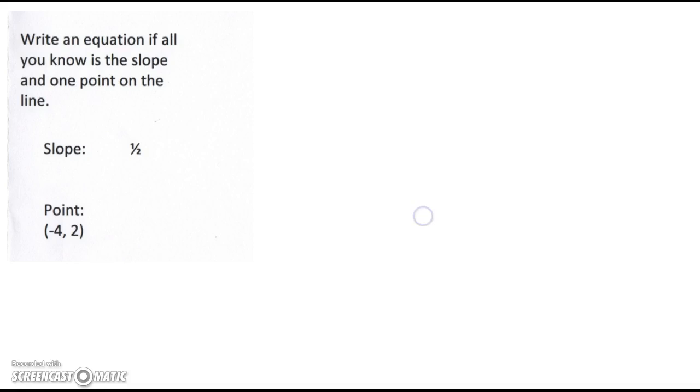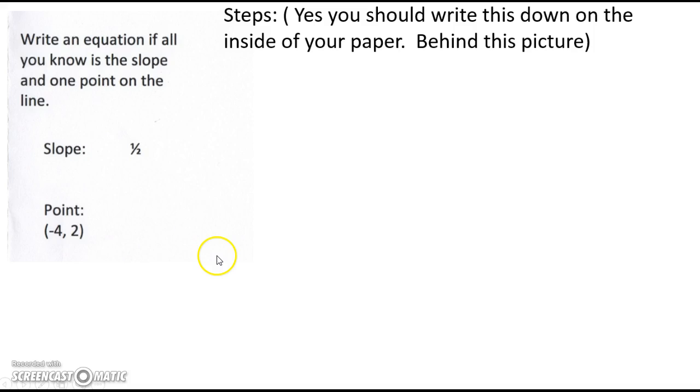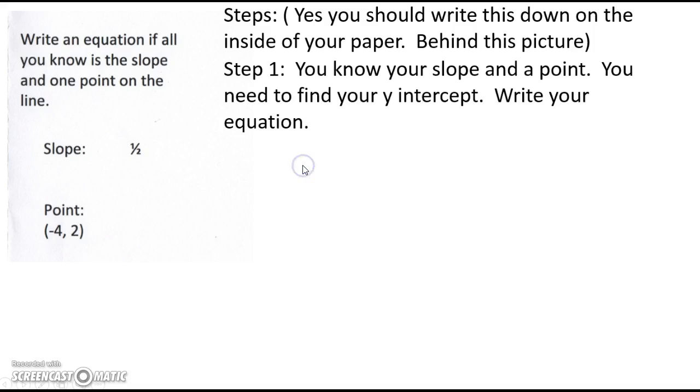All right, here we go. So we're on this one. Write an equation if all you know is the slope, so we know our slope is 1/2, and 1 point on the line. And we know the point -4, 2 is on the line. So we're going to write all these notes behind this picture on your paper. First up, you know your slope and a point. You need to find your y-intercept. So you're going to write down your equation. Y equals mx plus b.